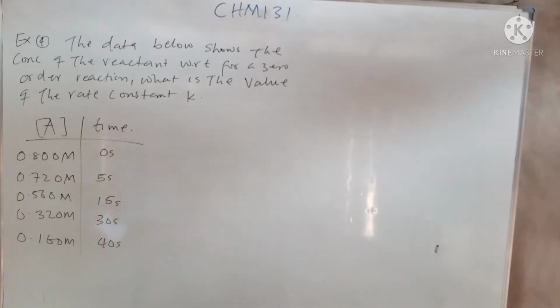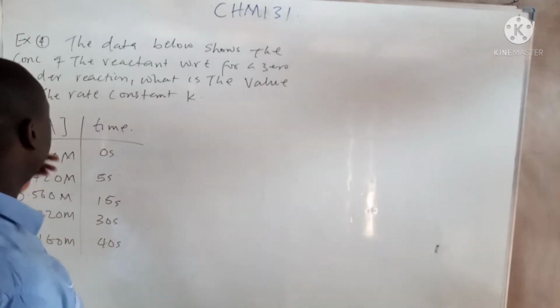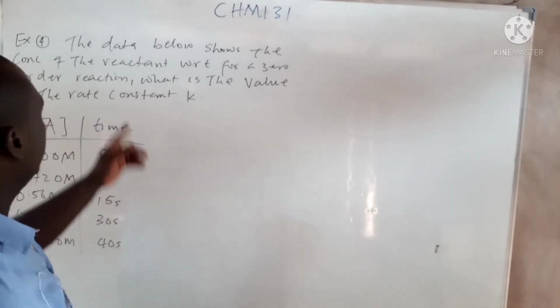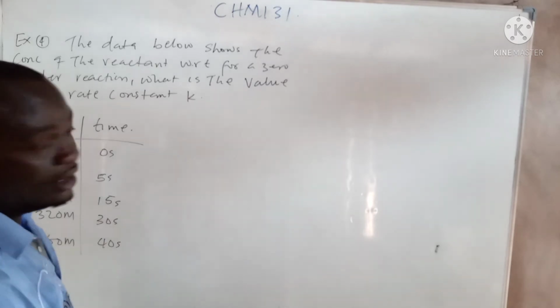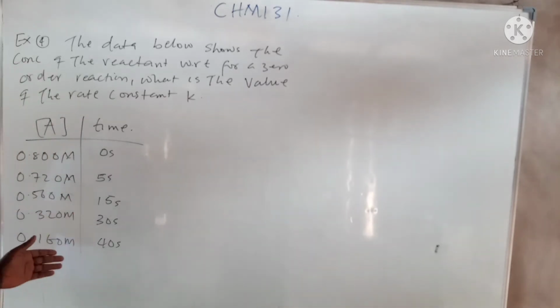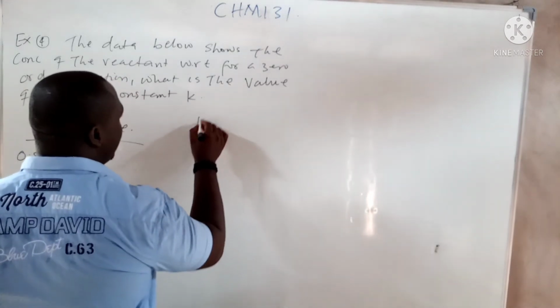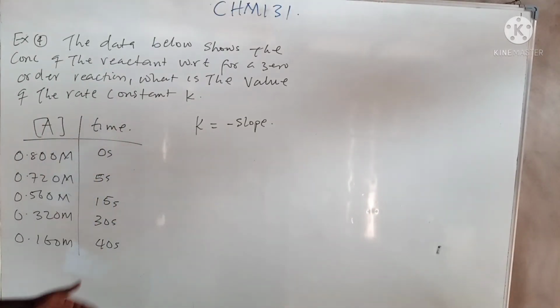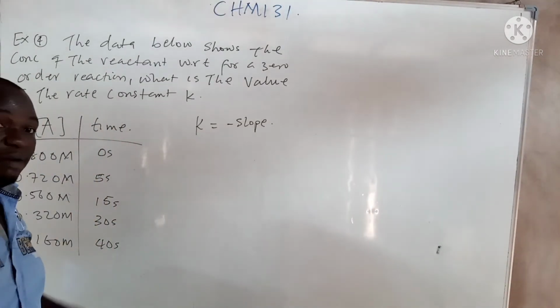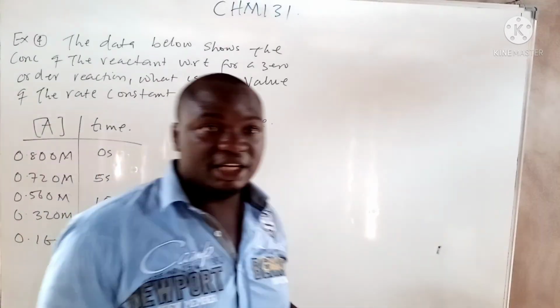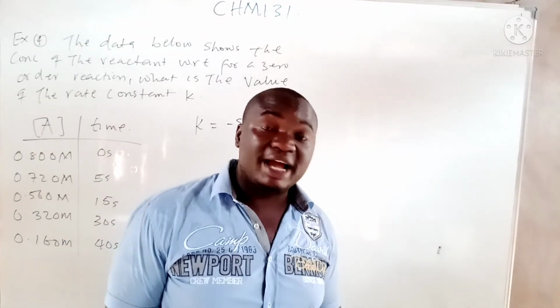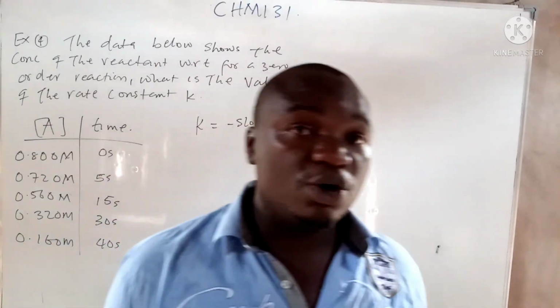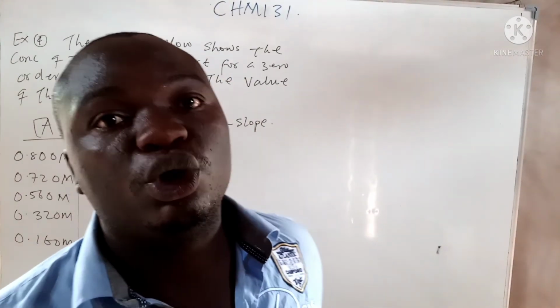Example number 4: you have data that shows the reactant with respect to zero order. They give you the concentration and the time. What is the value of the rate constant k? Now, if you look at this, we have the concentration, we have the time, and you have the table. Remember, for a zero order reaction, k is equal to minus slope. Because when you have a question like this, all you have to get is the slope first. But remember, for a zero order, the slope is minus k. For a first order, the slope is minus k. For a second order, the slope is plus k.